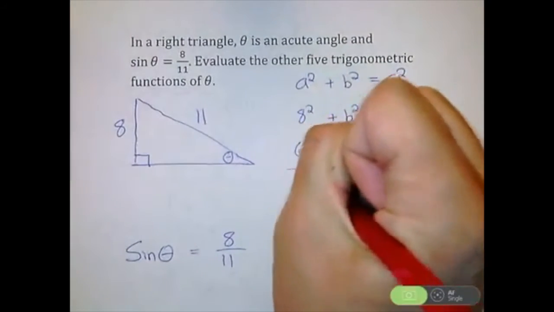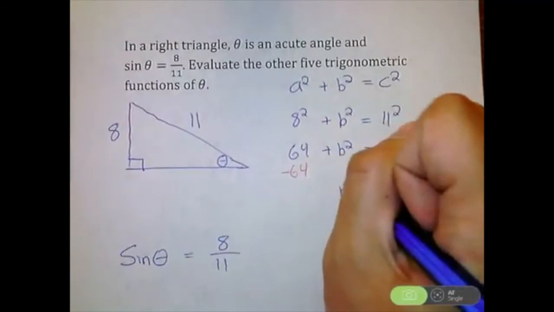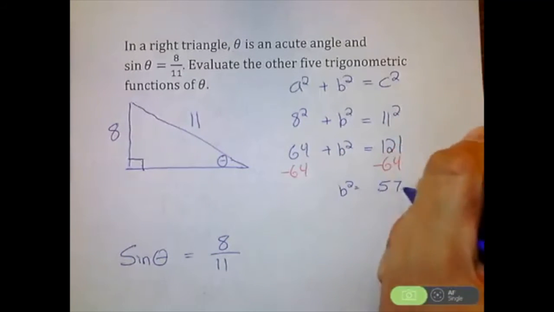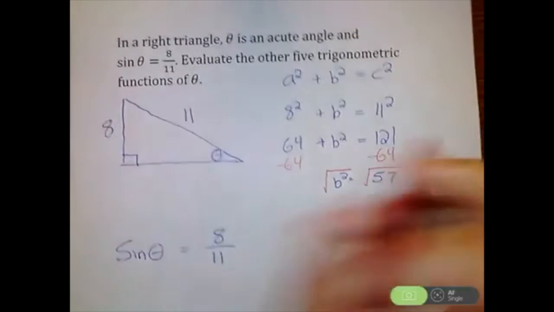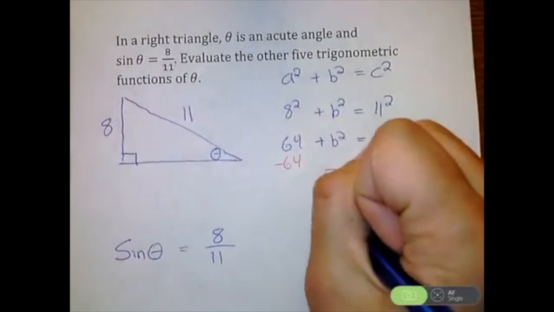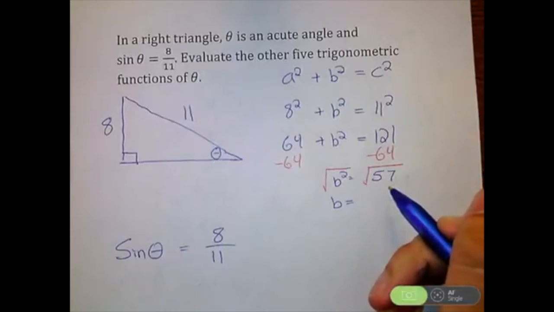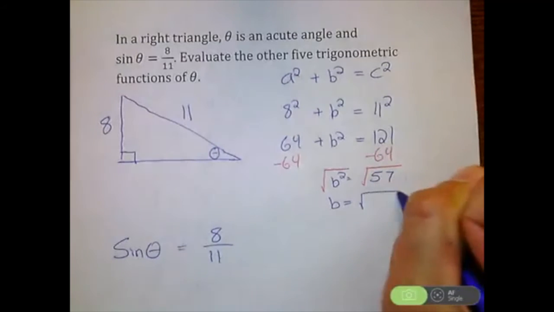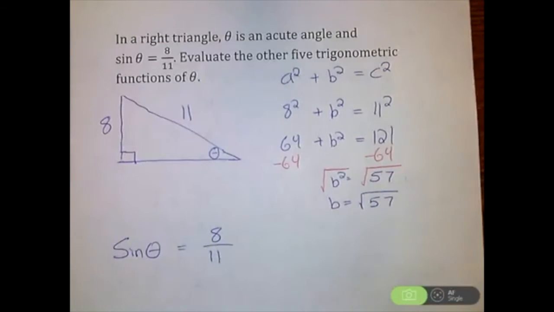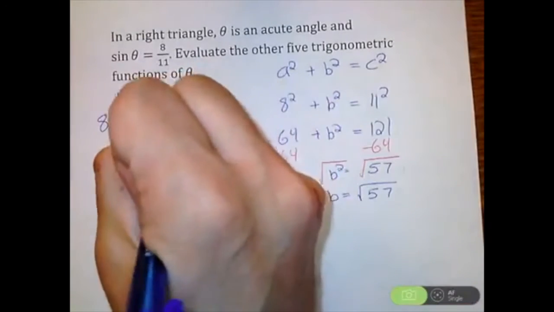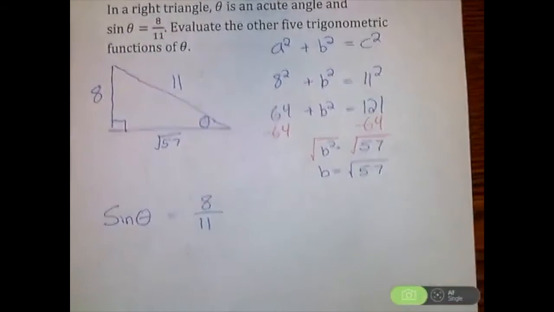Of course, we're going to try and get b alone. So we're going to subtract 64. I'm going to get b squared equals 57. Well, to get b all alone, take the square root, take the square root, and we get b equals, and we're going to try and simplify the square root of 57. We cannot break that down, so we're going to leave that as the square root of 57. I'm not going to go to a decimal at this point. I want something exact. So I get square root of 57 is our missing side length.